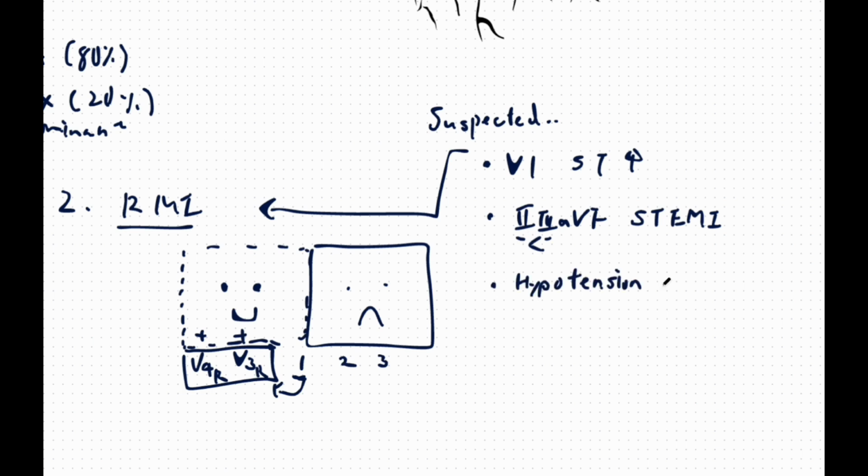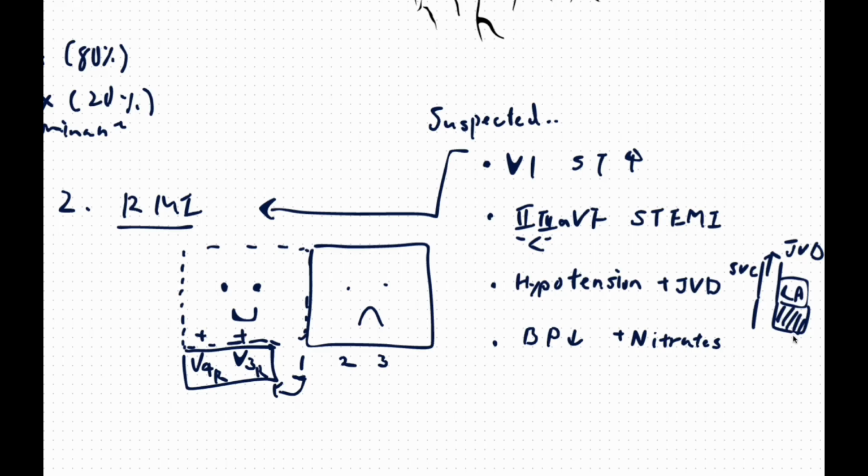And third, when the patient has hypotension, jugular venous distension, but minimal pulmonary congestion. This pattern indicates impaired right ventricular filling and reduced preload to the left ventricle, a classic sign of RVI. And last, blood pressure drops suddenly after giving nitrates. RVI patients are preload dependent. Nitroglycerin can cause abrupt hypotension. In any of these situations, record V3R and V4R to uncover the hidden ST elevation and confirm the diagnosis.